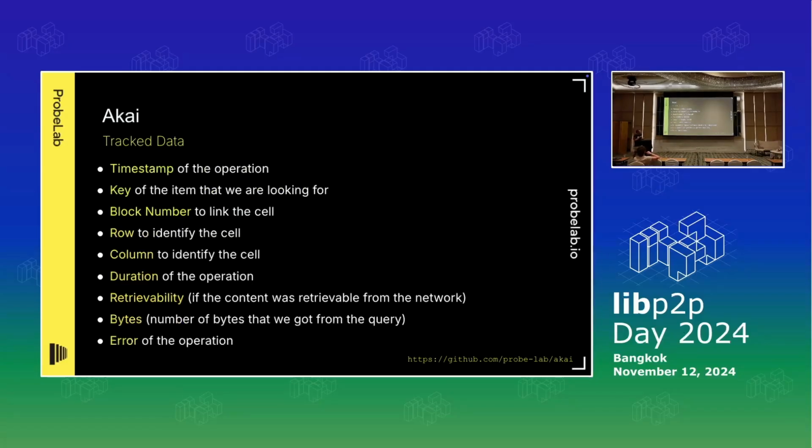And with this implementation, we are able to track this data here: the timestamp of some operations, the key for the blocks or the cells that we look into, block number, rows, columns. If you're more familiar with the DAS implementation, this would probably make more sense. And the duration of the operation, whether it's actually retrievable, the number of bytes, and the error. So this is for data availability sampling, our generic tool to measure the availability.